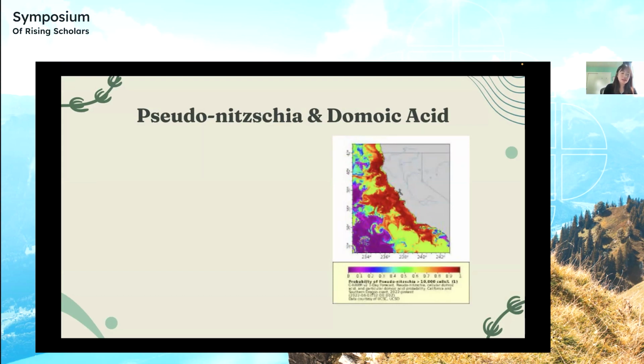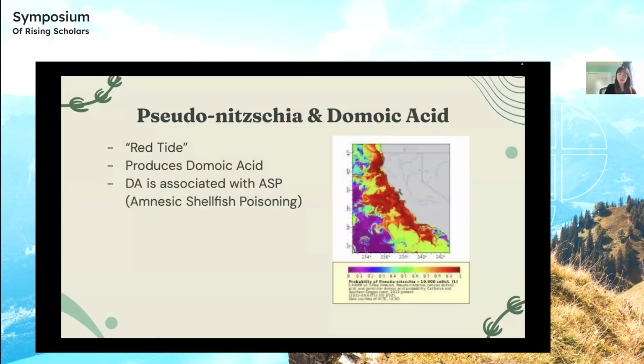So I chose to study two strands of phytoplankton. The first one is Pseudo-nitzschia, which produces domoic acid, also known as a red tide. And Pseudo-nitzschia is associated with amnesic shellfish poisoning, which affects the brain and the heart of higher level mammals.